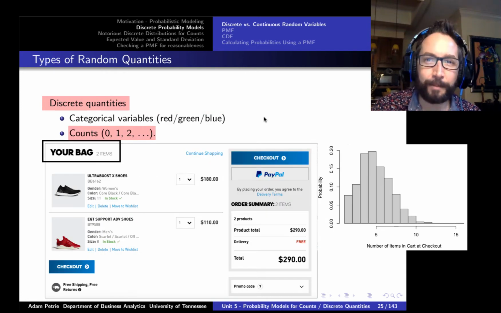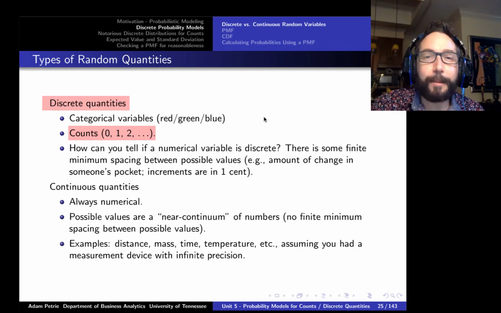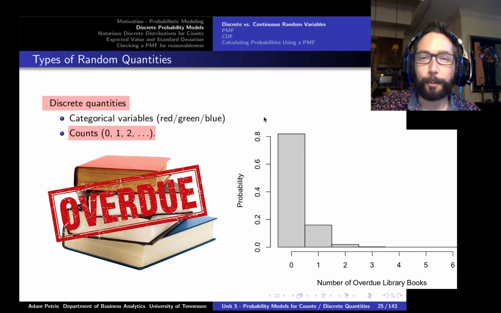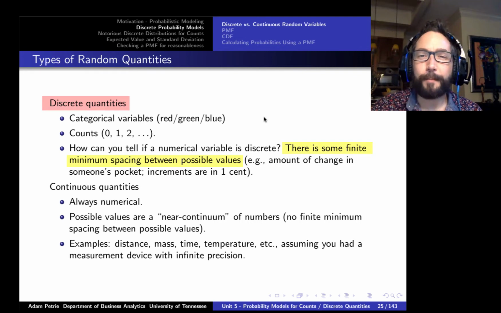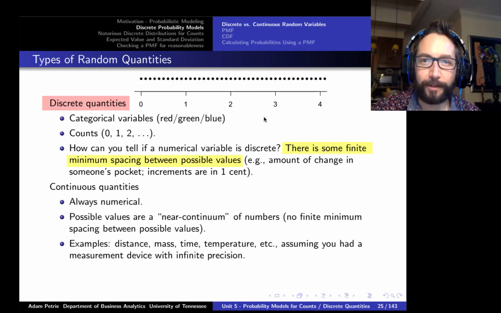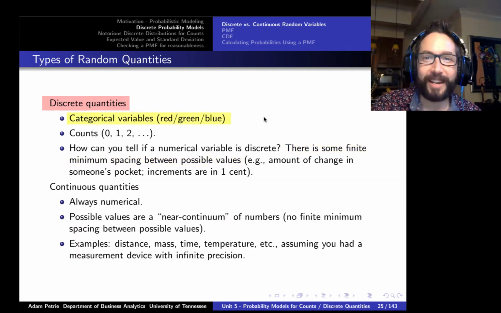We're counting up the number of items that someone has in a cart, the number of days we have to wait for our shipment to arrive, the number of overdue library books someone might have. So our possible values would be 0, 1, 2, 3, 4, etc. But more in general, a discrete quantity is any sort of quantity that has a finite minimum spacing between any two values. So technically, if we were to go and look at the amount of money that people had in their checking account, that's a discrete quantity because the possible values go in jumps of 0.01, 1 cent. And wherever we're looking at some sort of random quantity that obtains just, like a color or a state, some short text description, that's a discrete quantity as well.